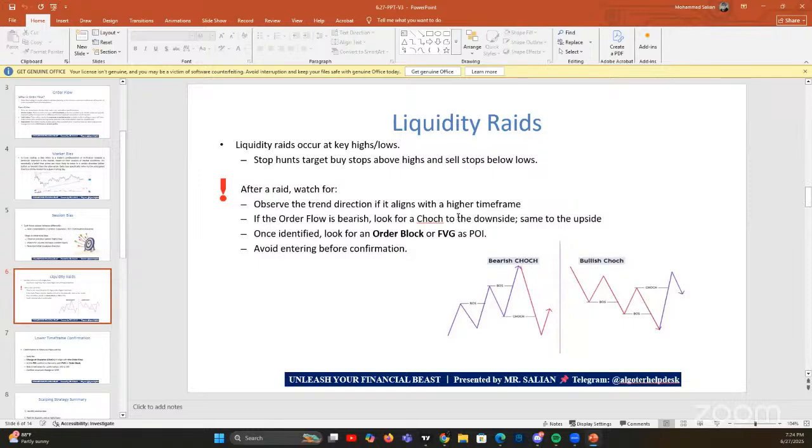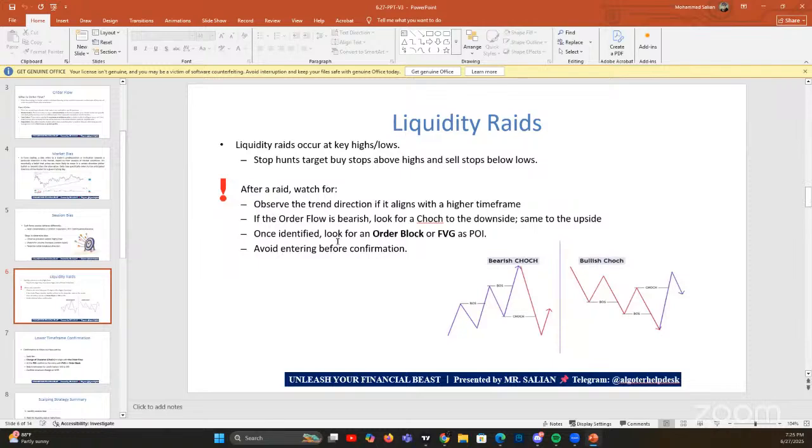So you hope you understand what that means. Observe the trend direction if it aligns with a higher time frame. So as a scalper, the 15-minute is the highest you can go. 30-minute to 1 hour will now take you to being an intraday trader or a swing trader, because the time frame is now very high.